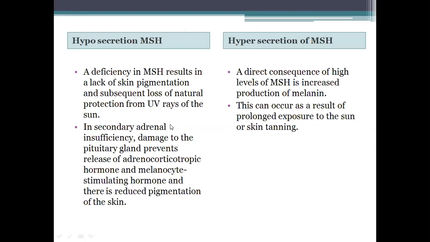Now, hyper and hyposecretion. So just go through these points. The abnormal role of the MSH, you can understand them.